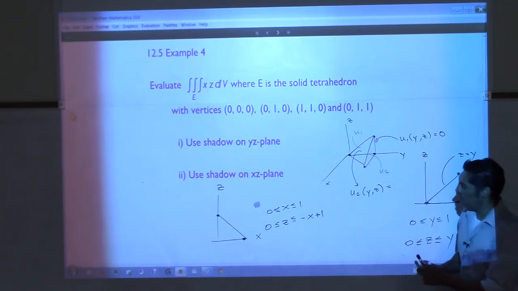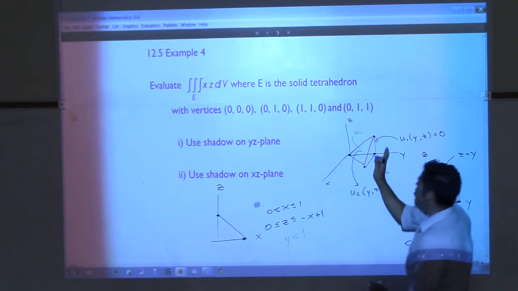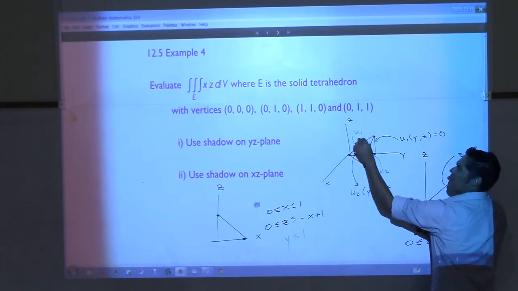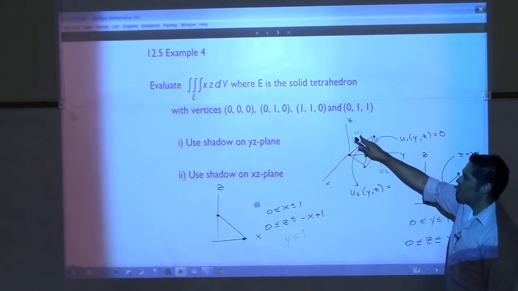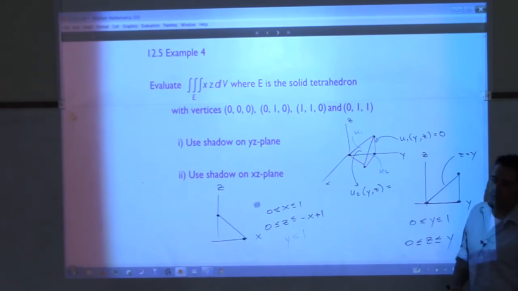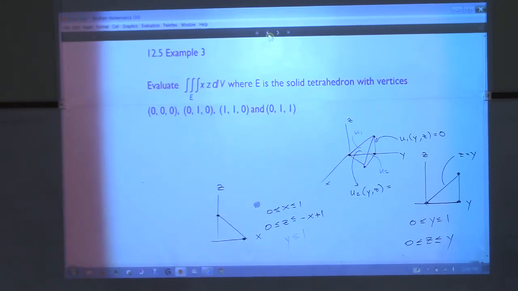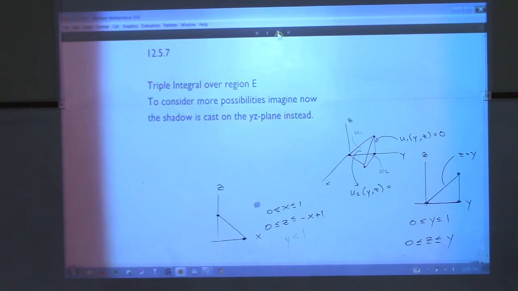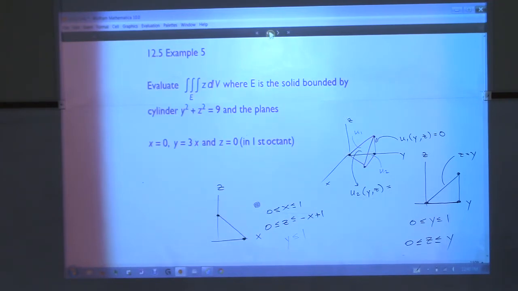So your y would be bounded between 1, which is this plane, and then this plane, the u1, is the plane that you have to cross and get solved for y. I like these problems. We haven't finished them, but I would highly recommend that you finish out example 3 and example 4 on your own time.